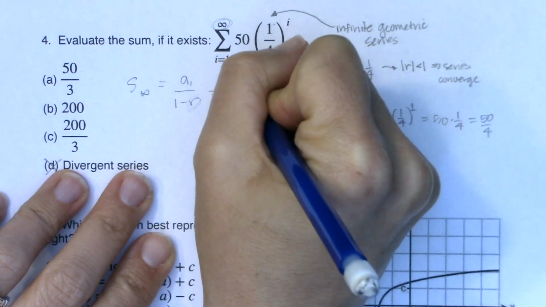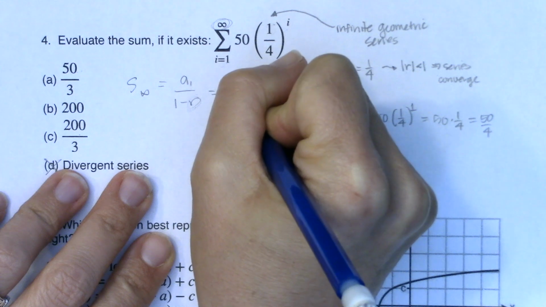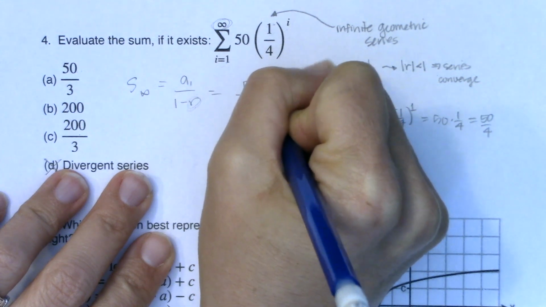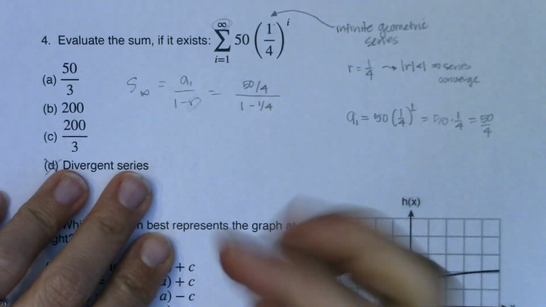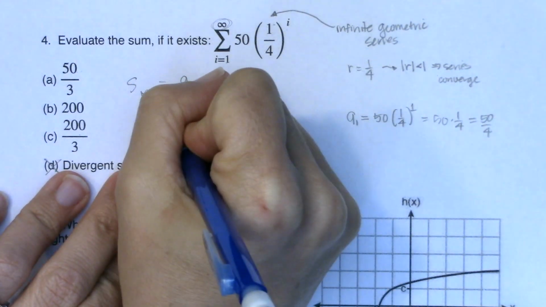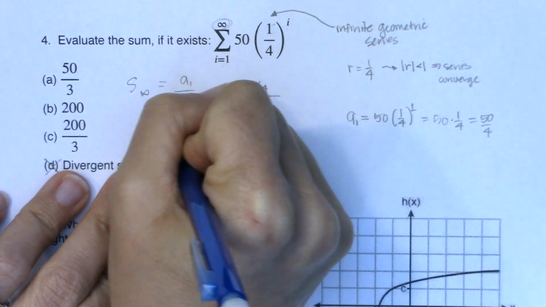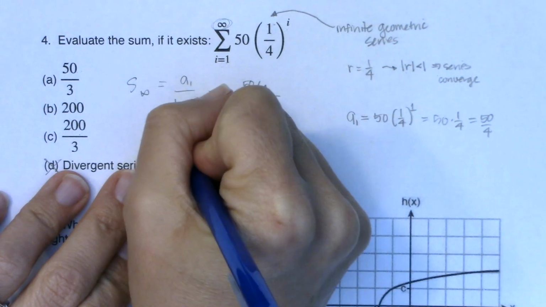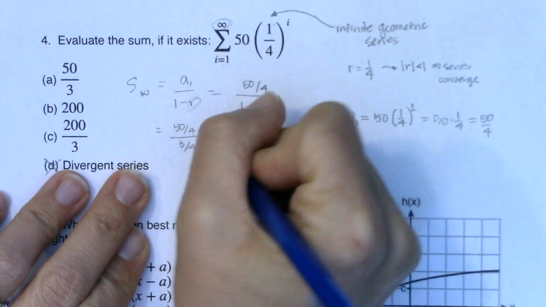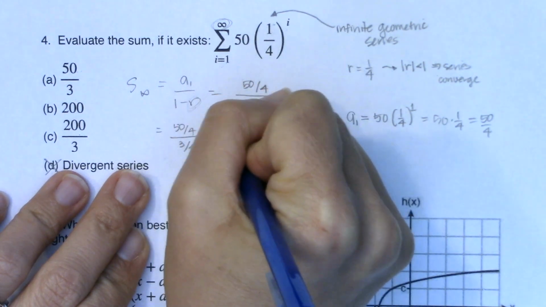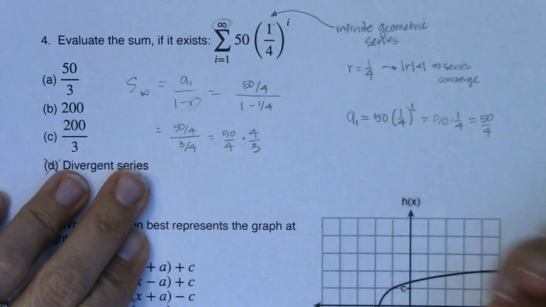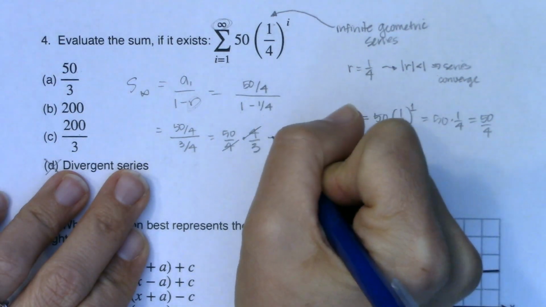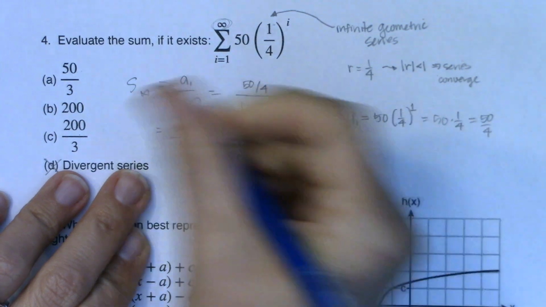So my numerator is 50/4. My denominator is 1 minus 1/4. And then you can use your calculator if you want, but I'm actually just going to do this by hand. So this is 50/4. All right, 1 minus 1/4 is 3/4. When you divide by a fraction, that's like multiplying by a reciprocal. So I'm going to take 50/4 and multiply it by 4/3. The 4's cancel, and ultimately I'm left with my sum of 50/3.